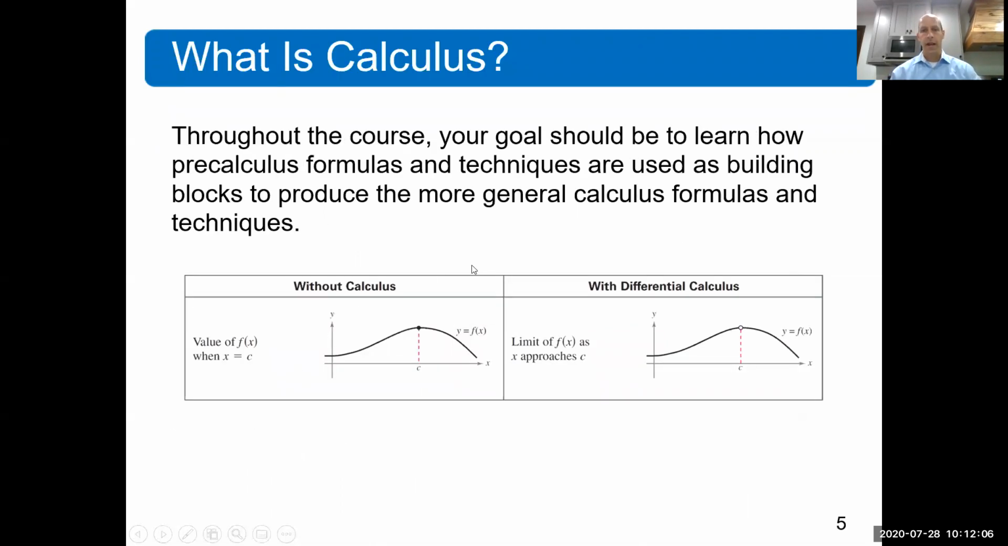So here's an example of calculus versus non-calculus. Without calculus, if we were given this curve f of x, I would ask you to calculate f of x when x is equal to c. You'll notice the point c here is clearly defined because it's a closed circle. Whereas over here, it says find the limit of the function f of x as x approaches c. Here this is an open circle. This is where we'll spend much of our time in section 1.2, actually calculating the limit of the function.